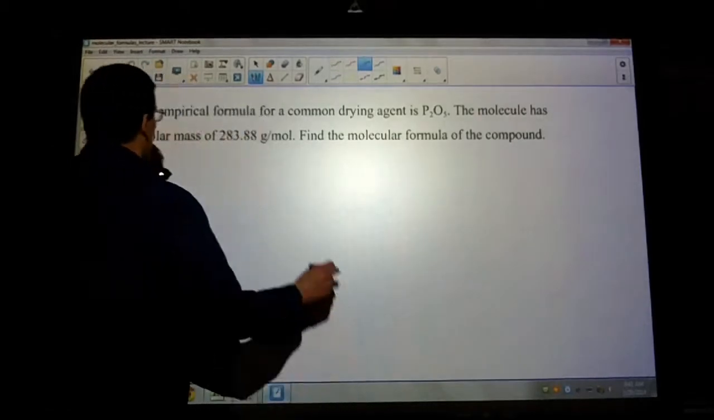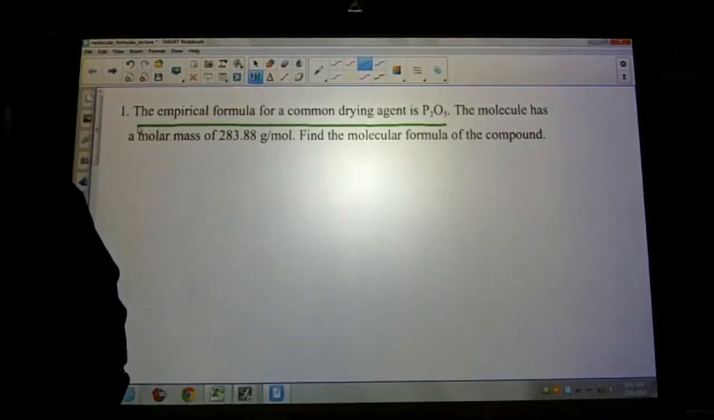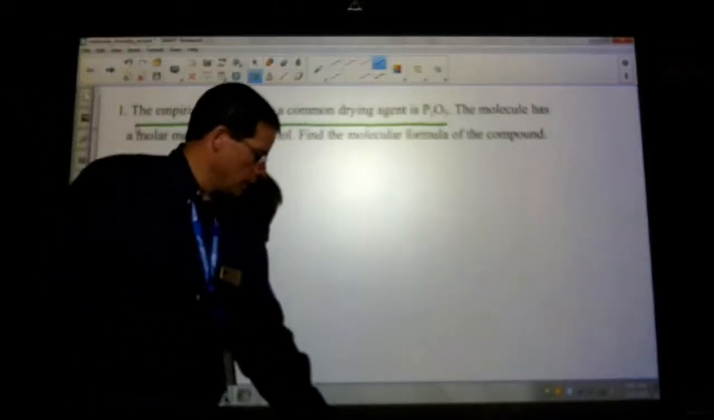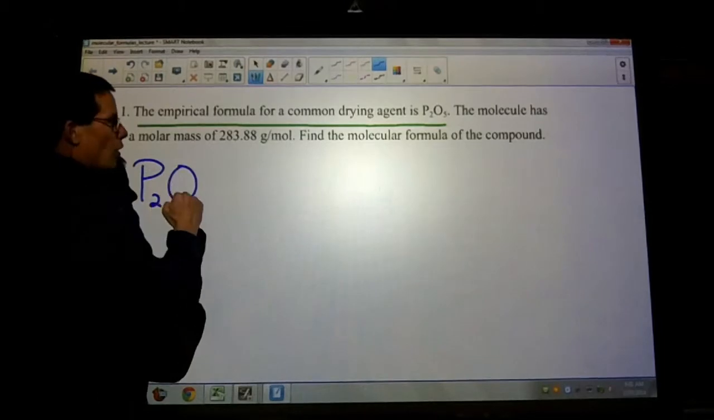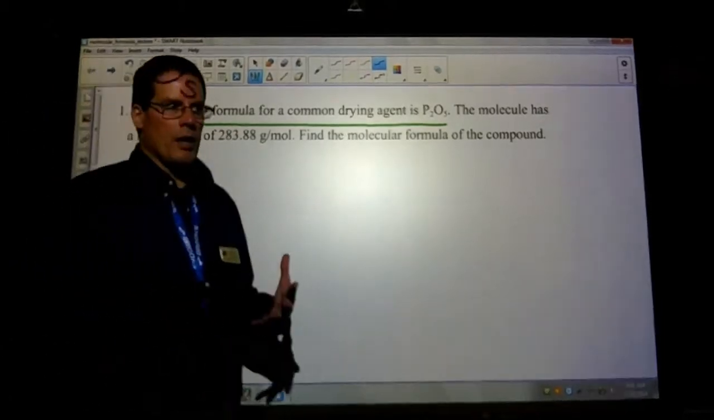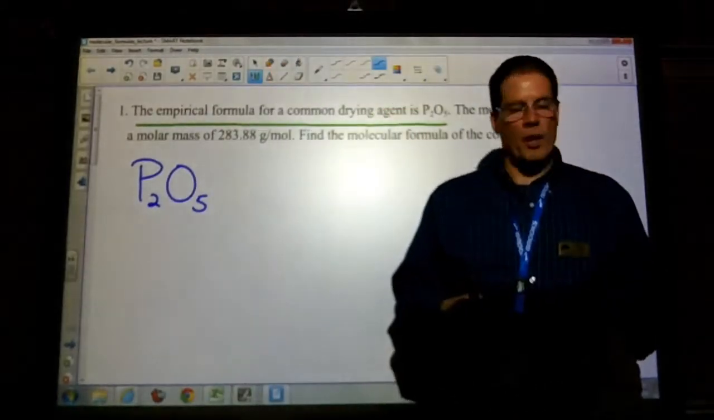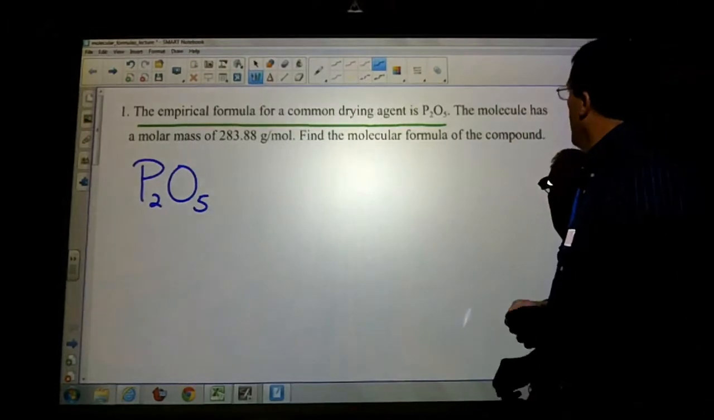Yeah, we've got the empirical formula. That's really nice because you don't have to calculate the empirical formula. It's already been given to you. Sometimes I'll be nice like that and give you the empirical formula, but not all the time, so don't count on it. All that work that you did yesterday to determine the empirical formula, and we'll get to do it again today, has already been done for you.